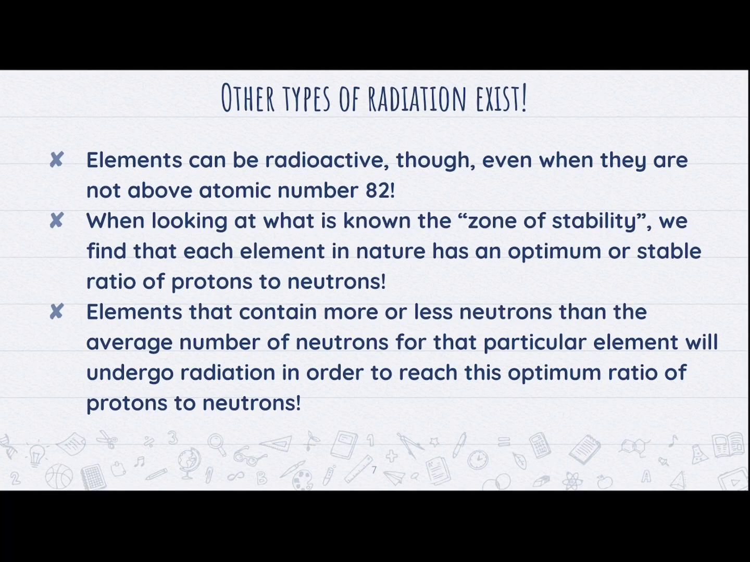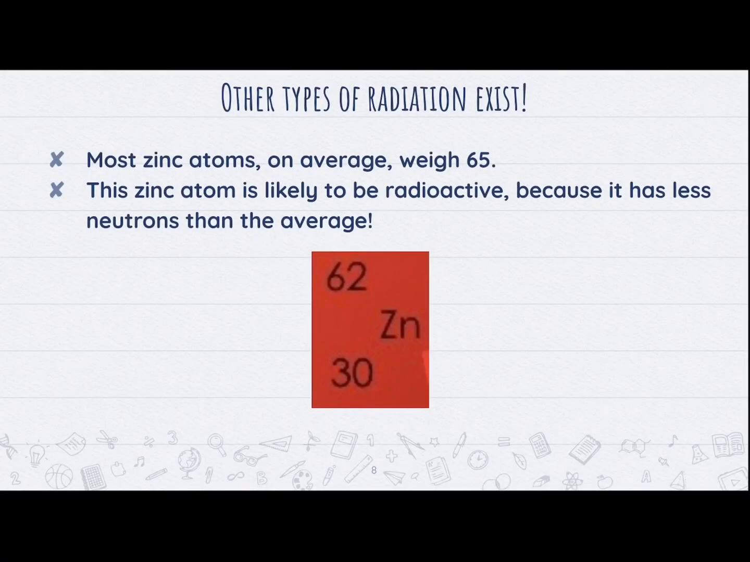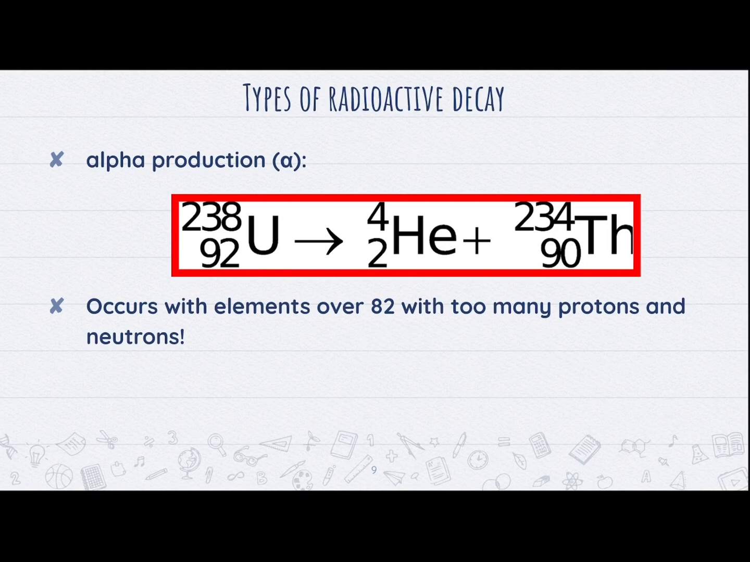Okay, sorry about that. When looking at what is known as the zone of stability, we find that each element in nature has an optimum or stable ratio of protons to neutrons. Elements that contain more or fewer neutrons than the average for that particular element will undergo radiation so that they can reach the optimum ratio of protons to neutrons. So there are other types of radiation. Most zinc atoms usually weigh 65. A zinc atom is likely to be radioactive because it has fewer neutrons than the average.